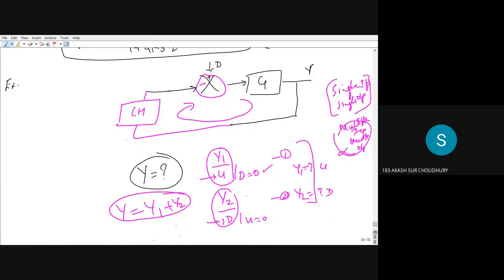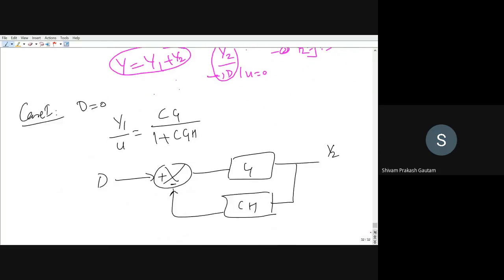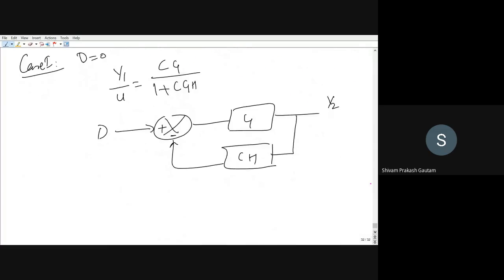So now again we will calculate Y2 by D. And what is the formula for negative feedback? G by 1 plus GH. Here G is G and H is equal to CH. So I can write G upon 1 plus GCH. This is our equation number 1. This is our equation number 2.